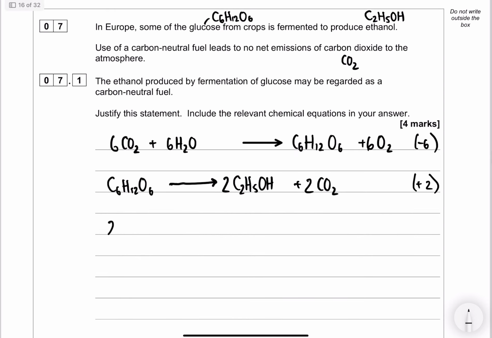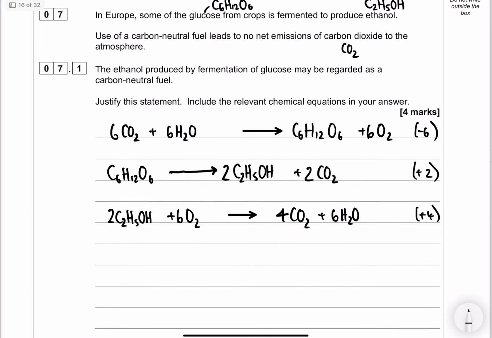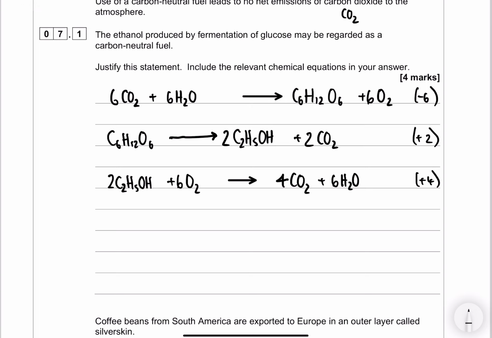If we then take those 2 ethanols that we've produced in fermentation and combust them as a fuel, we get 4 carbon dioxides and 6 waters. If we balance the oxygens in that equation, we can see that we need 6 oxygens. And so we've added another 4 carbon dioxides into the atmosphere. So we can see from our bracketed numbers that we took out 6 from the atmosphere, but we put back in 6.